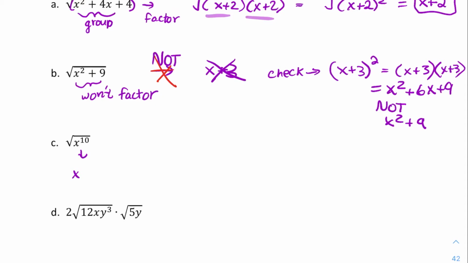On C, just a nice little, hey, it's the square root of x to the 10th. So thinking about how many pairs of x's you have, 5 pairs of factors of x's, so you're just going to have x to the 5th.